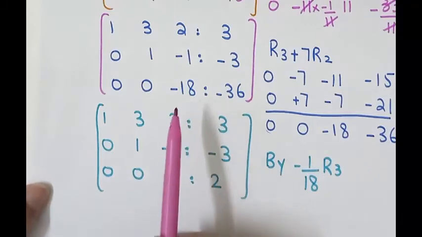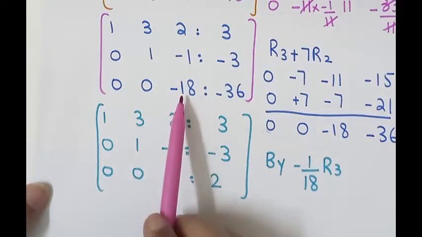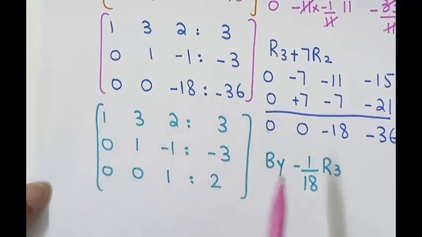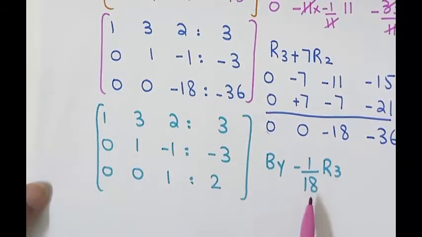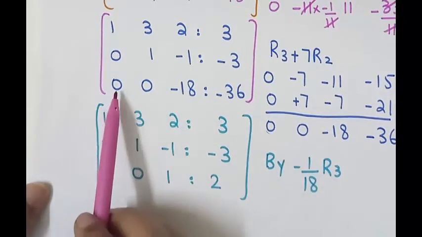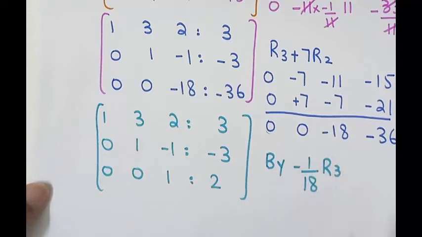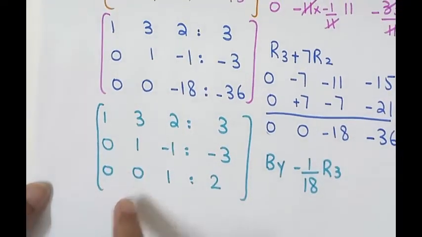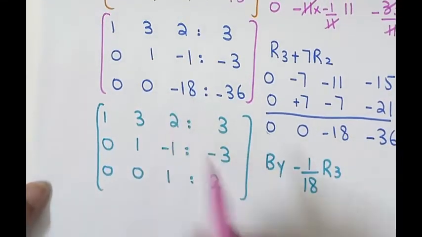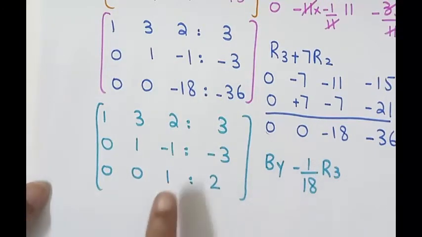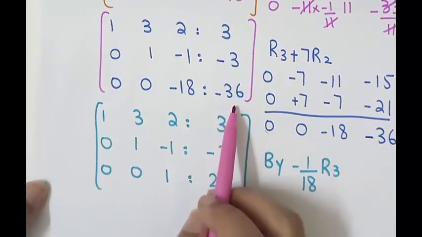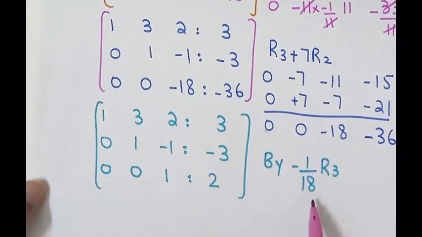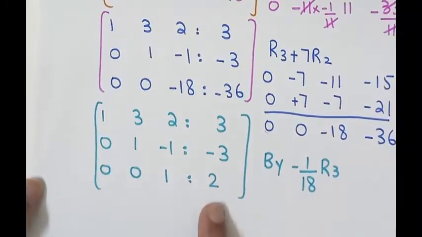Now we have to make 1 at this position. For this purpose we will multiply row 3 by minus 1 over 18. So 0 multiplied with minus 1 over 18 is 0, again 0, minus 18 when multiplied with minus 1 over 18 we will get 1, and minus 36 when multiplied with minus 1 over 18 we will get 2.